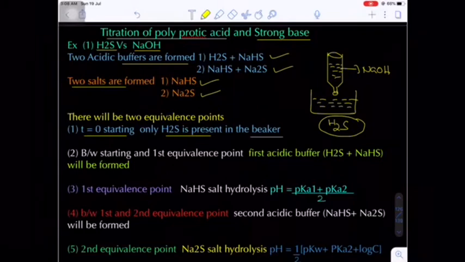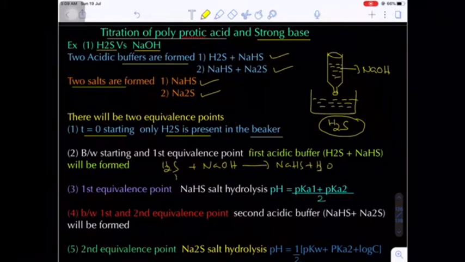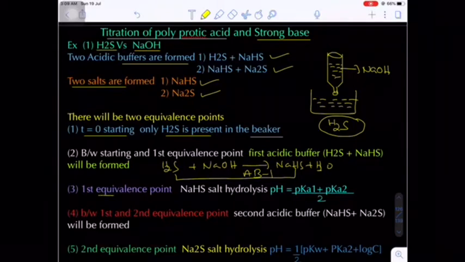Now when we are adding the NaOH, before the equivalent point, what happens? NaOH will be the limiting reagent, H2S will be in excess, that means you will form a buffer solution. That is H2S plus NaOH. NaOH is the limiting reagent, so you will get NaHS plus H2O. That means H2S plus NaHS will form an acidic buffer. This is the first acidic buffer.